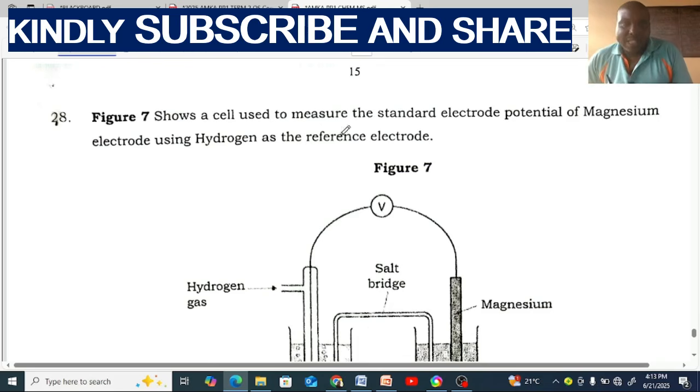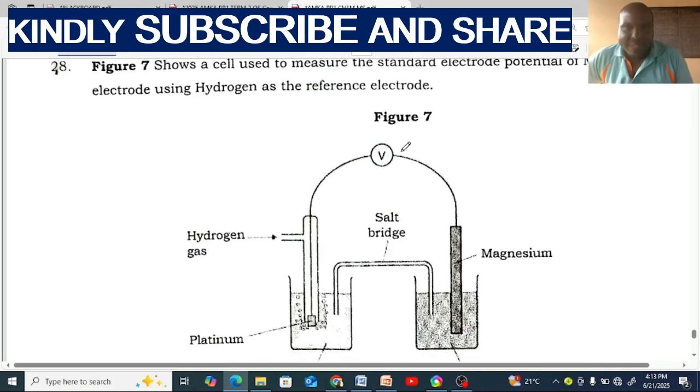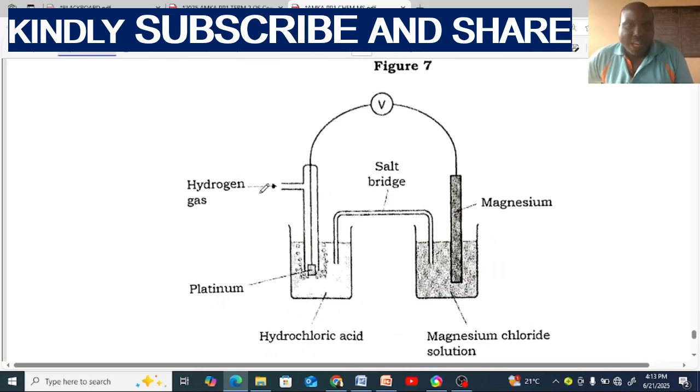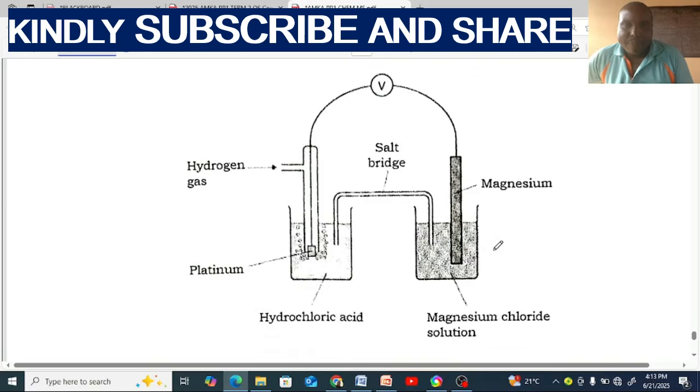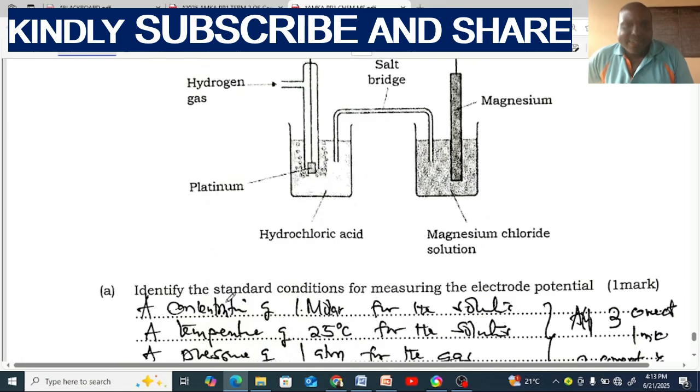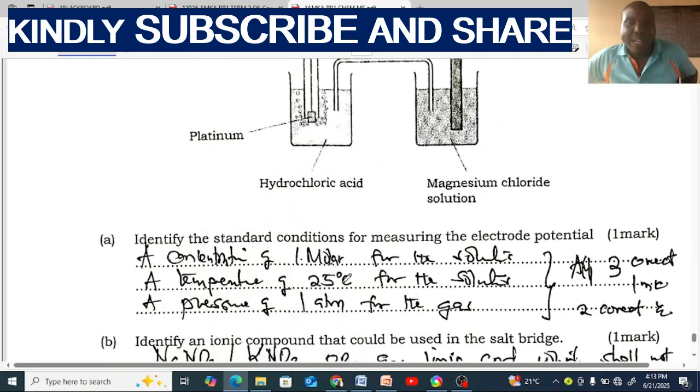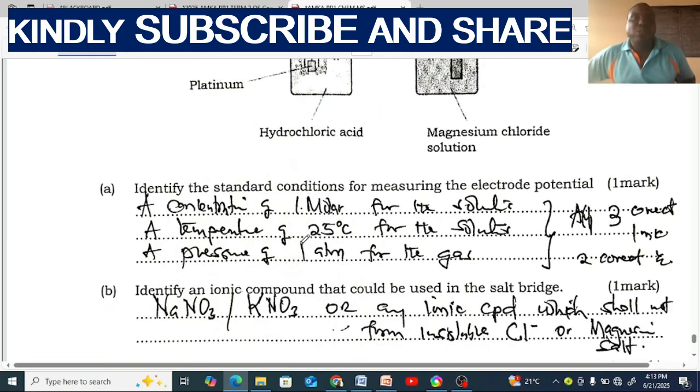The diagram shows the cell used to measure the standard electrode potential of the magnesium electrode, using hydrogen gas as the reference. This is the salt bridge, the hydrogen cell, the magnesium ion cell. Identify the standard conditions for measuring the electrode potential. The solutions involved must be 1 molar. The temperature should be room temperature, 25 degrees, and the pressure should be 1 atmosphere, 760 mmHg.